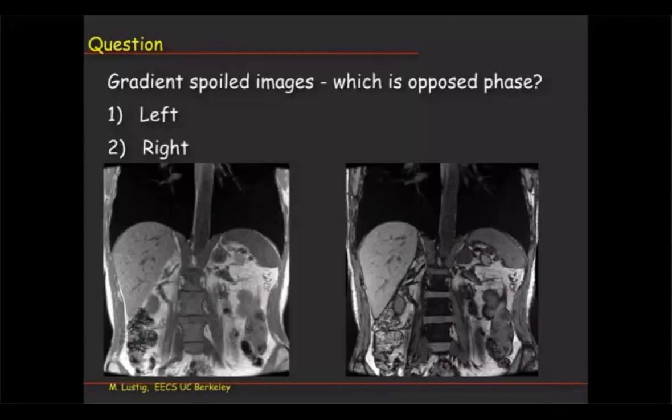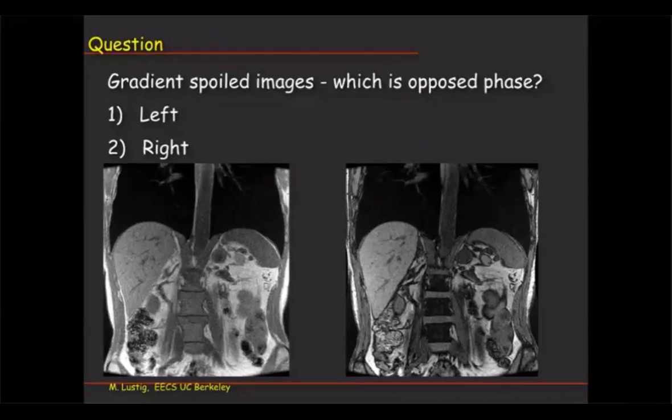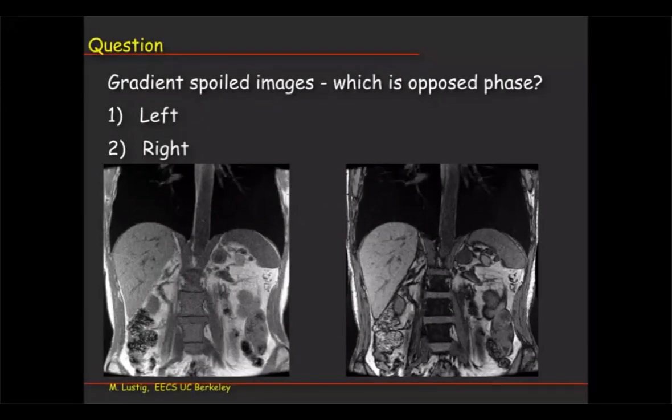All right, so here are our 2 gradient echo images. Which one is opposed phase and which one is not? This is a coronal scan of an abdomen. Anybody want to give it a go? Is it the right? Who said that? All right. How do you know that it is the right?